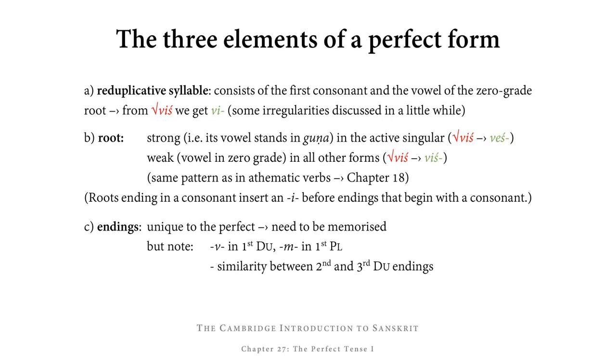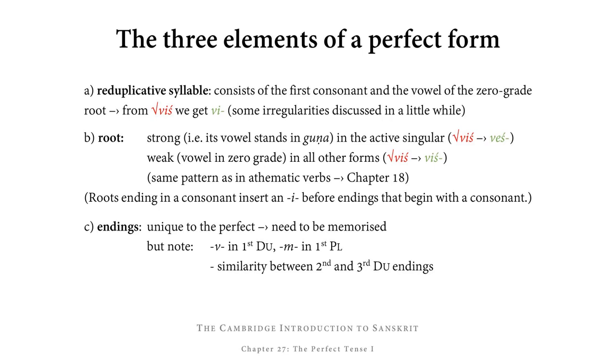Secondly, there is the verbal root, which is strong, i.e. with its vowel standing in guna, in the active singular. So for example, from wish we would get wesh. And which is weak, i.e. with its vowel in zero grade in all other forms. So wish simply remains as wish. Note that again, this is the same pattern that we found in athematic verbs, which were introduced in chapter 18, where we had a strong stem in the active singular and a weak stem everywhere else.